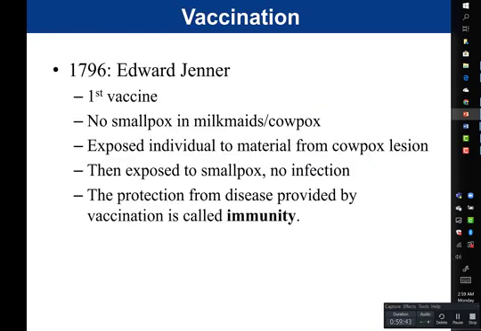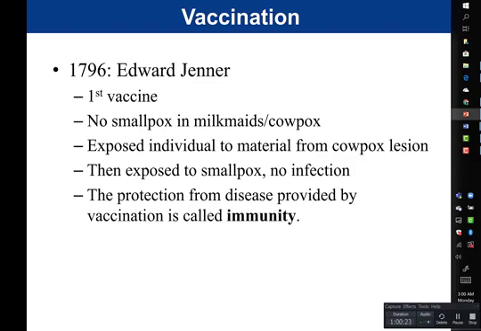1796, we have Edward Jenner. Edward Jenner was basically one of the first to develop a vaccine. And one of the things that he noticed was during this time, smallpox was a very deadly disease. However, he noticed that milkmaids didn't tend to get smallpox. However, they did get cowpox from working with the cows. And when they got this cowpox, it was much milder. It didn't have the same severity that smallpox had, but those milkmaids didn't contract smallpox.